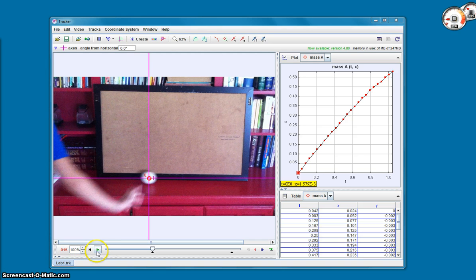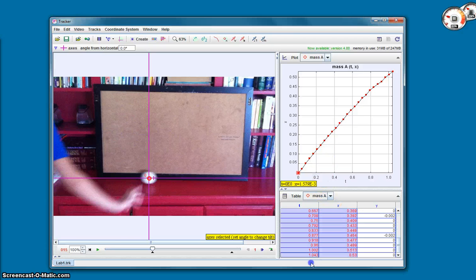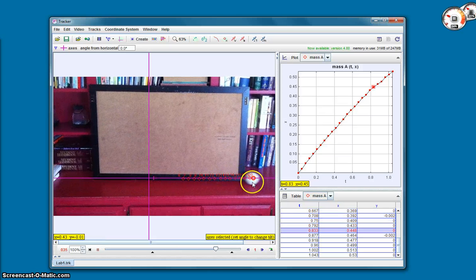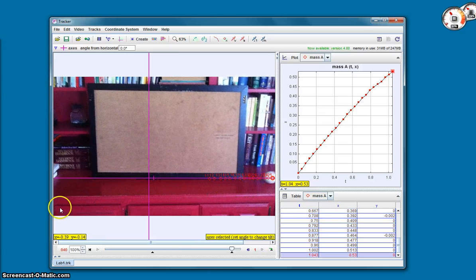For my observations, I took a video of a baseball moving across a flat bookshelf, and then putting it into Tracker, I followed the object's center of mass to get these coordinates and their corresponding times. So if you watch, you can see the object travel at what seems to be a constant velocity.